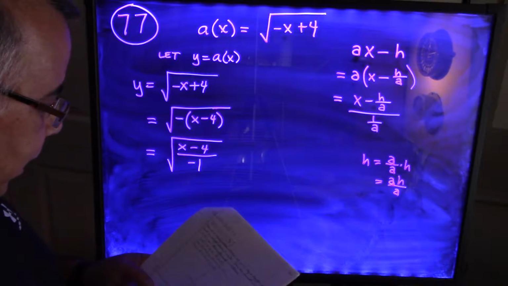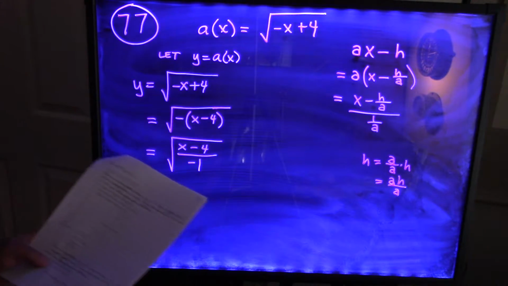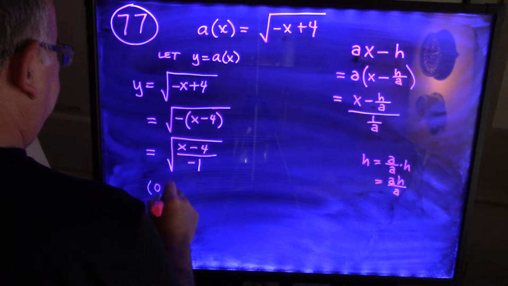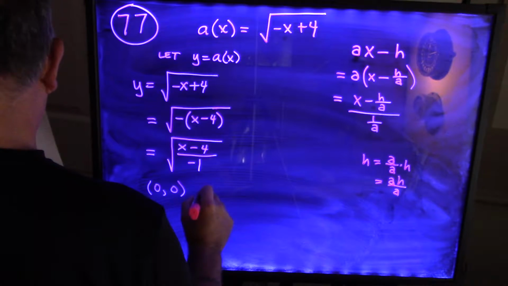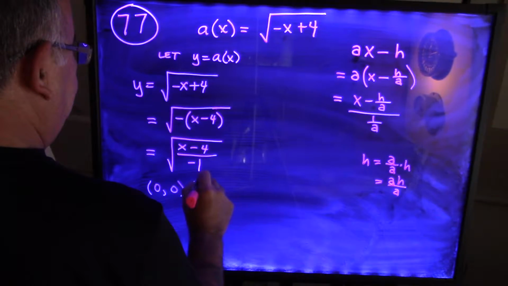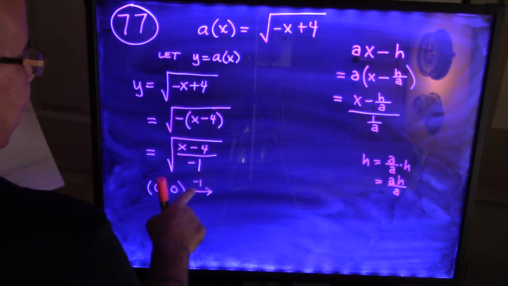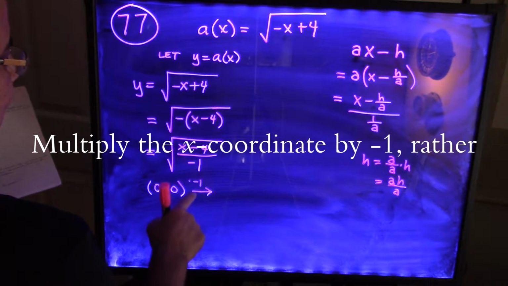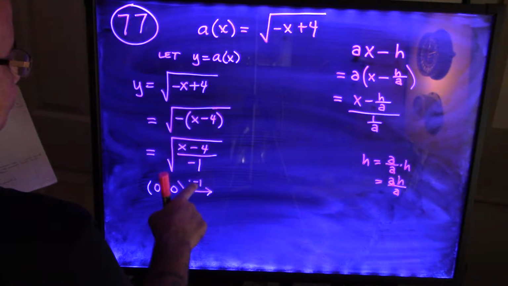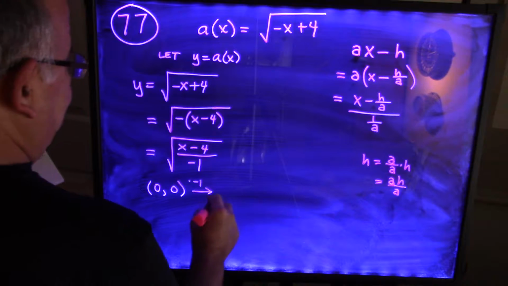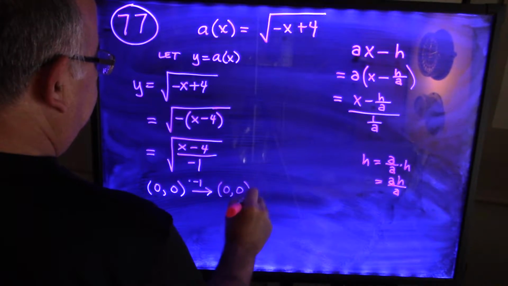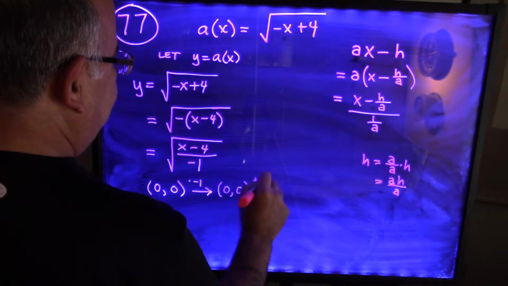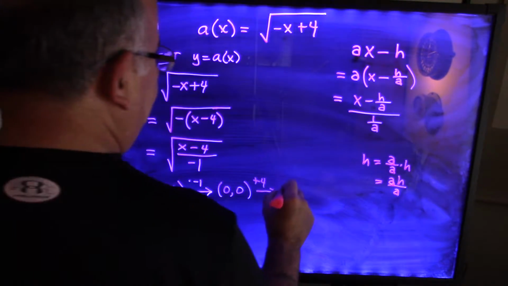And what happens to a couple of representative points? On the original y equals square root of x, we have the point 0, 0. I'm going to apply the negative 1 first. So multiply the x coordinate by negative 1. Negative 1 times 0 is 0. And then I'm going to shift it 4 units to the right. So add 4 to the x coordinate. And that gives you 4, 0.